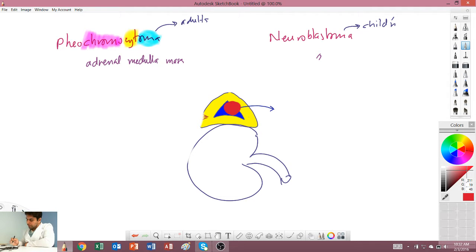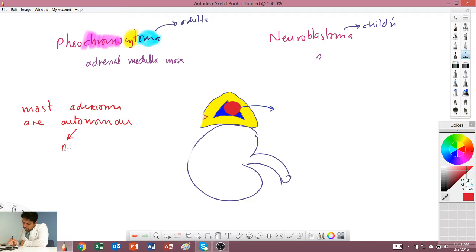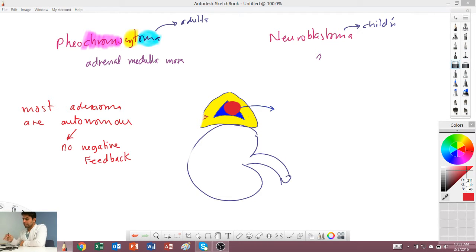Let's write this. Most adenomas are autonomous. Autonomous, in this case, means they don't respond to negative feedback. No negative feedback. Good? Are we good with this? Keep that in mind. This will help you a lot later on, even today.